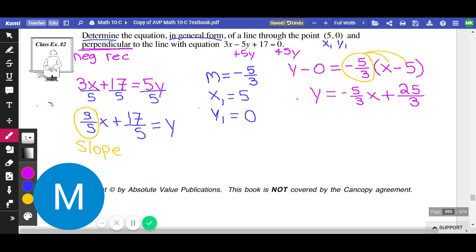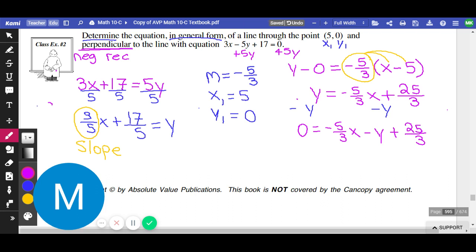Fantastic. That's almost general form, but we still have this y over here. So we're going to subtract y from both sides. That now gives me 0 equals negative 5 over 3x minus y plus 25 over 3. That is now general form.